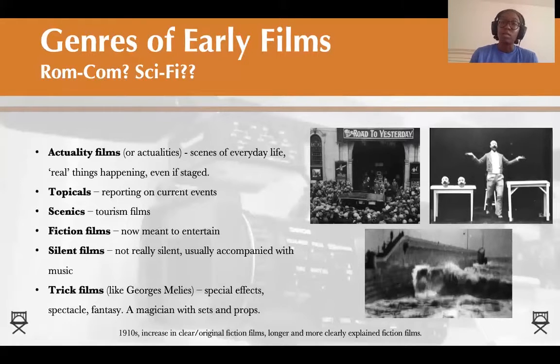And silent films, I included this as a genre, but they're usually not really silent. They're usually accompanied with music, but you know, they might have inner titles and everything where dialogue is being expressed.